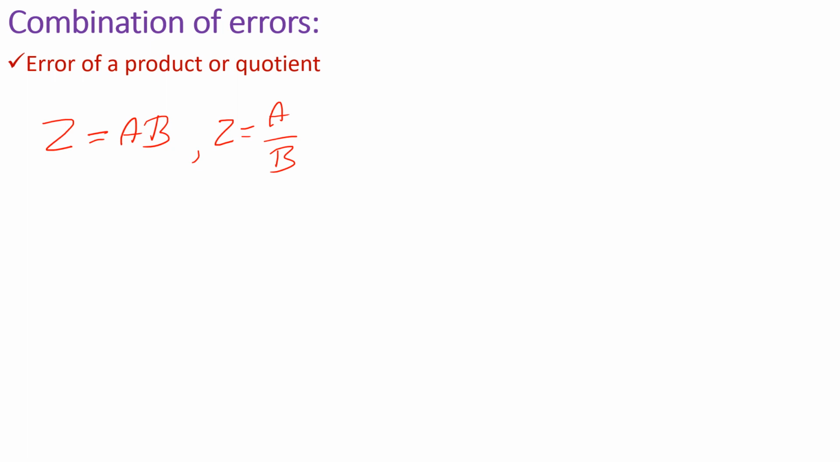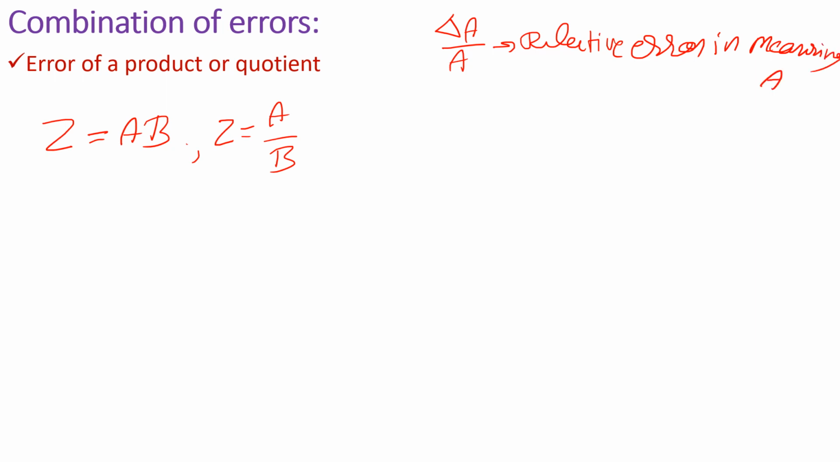Even if you multiply any two physical quantities or divide them, what happens to the error? Let us see that the error will be the same in both the cases. Here we are not concerned about the absolute error. I have already told you that while measuring A and while measuring B, there will be some error. So here I will take delta A, the absolute error in the measurement of A, divided by A. When I do that, what I will get is the relative error in measuring A, that is delta A by A.